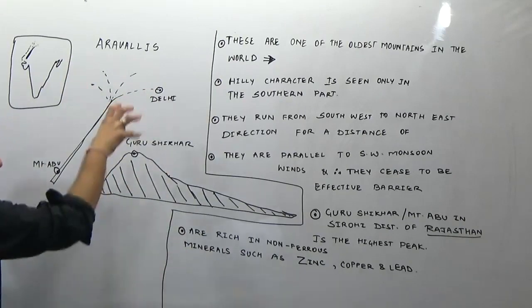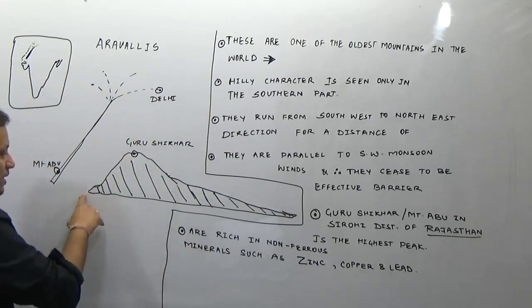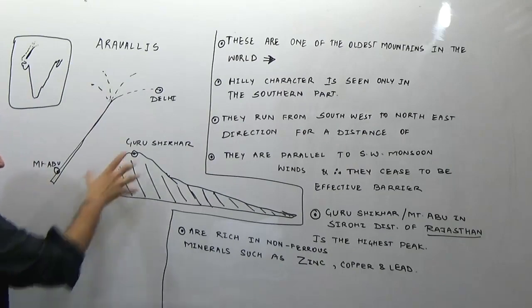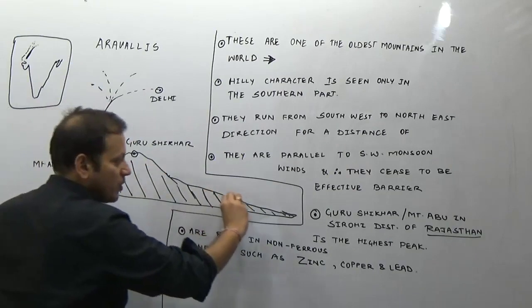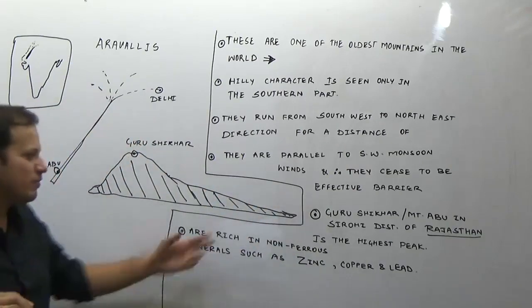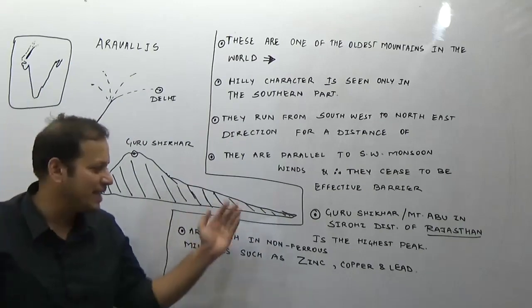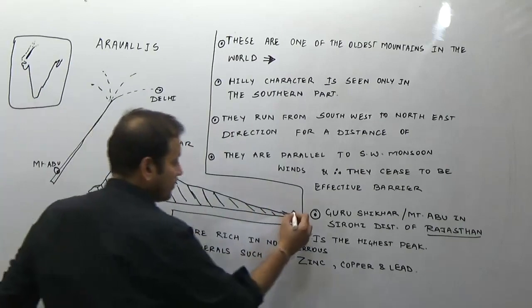If we look at the side view of these mountains, it looks like this. This is where the Gujarat part or the Rajasthan part of the Aravallis is, and as they go to the north, the mountains become less and less hilly in character. In fact, they become very small in height as they reach the northern part, especially near the Delhi region.